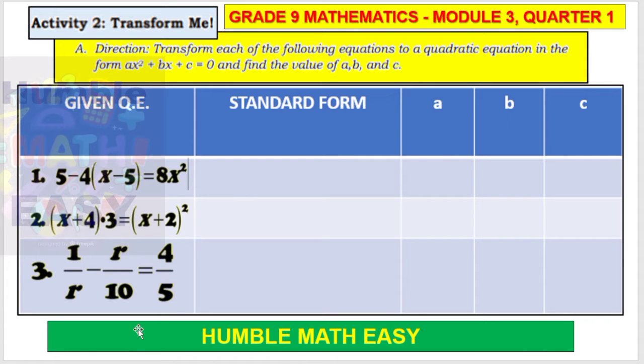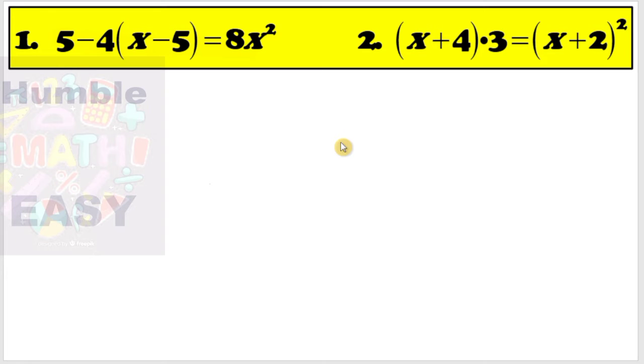So let's have the process on how to work with problem number 1. Given problem number 1, which states 5 minus 4 times the quantity x minus 5 is equal to 8x squared. For us to be able to work this out, all we have to do is distribute first the negative 4 to every term in the binomial. We're going to distribute that: negative 4 to the x, and then negative 4 to negative 5.